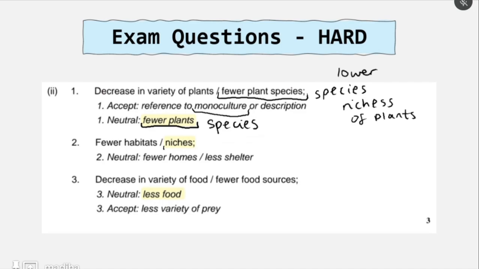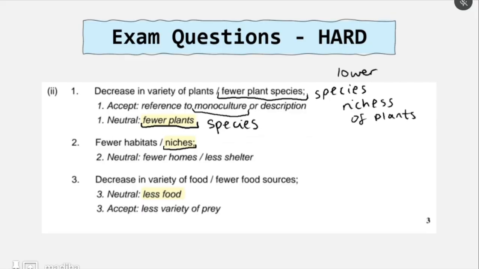Okay, I've highlighted niches here. It doesn't come up in this topic, I think it's taught in a later topic, maybe topic 7, I'm not too sure. Or maybe it's in this topic and I'm just stupid. But a niche is essentially a role that an organism has, in the ecosystem. Don't quote me on that because I'm not too sure.